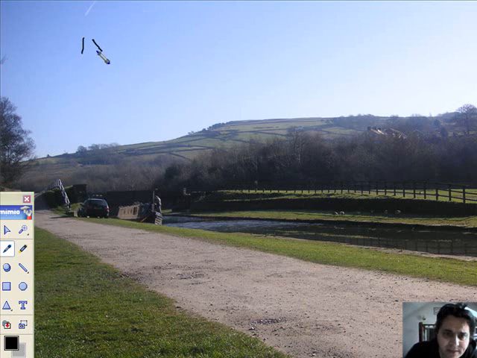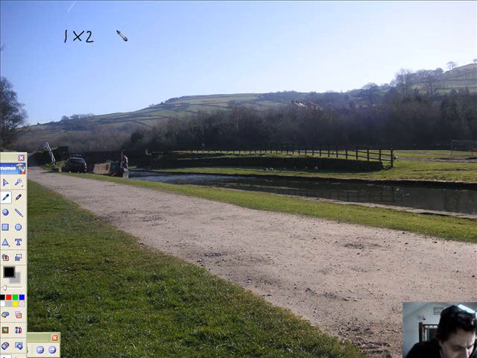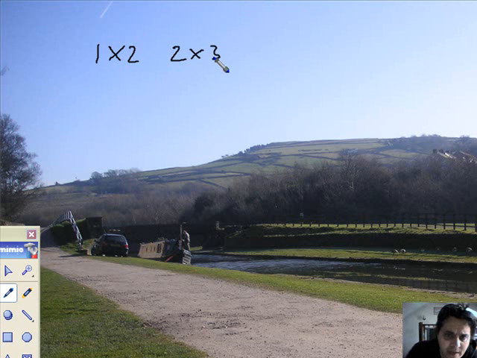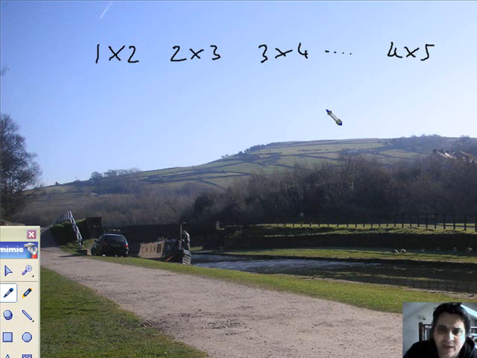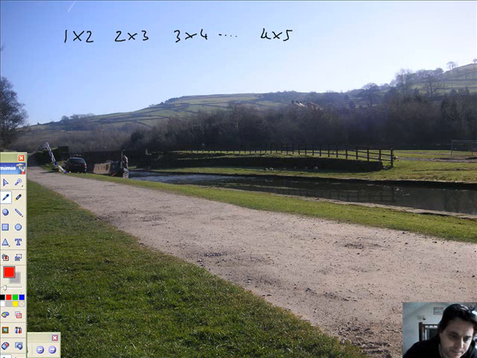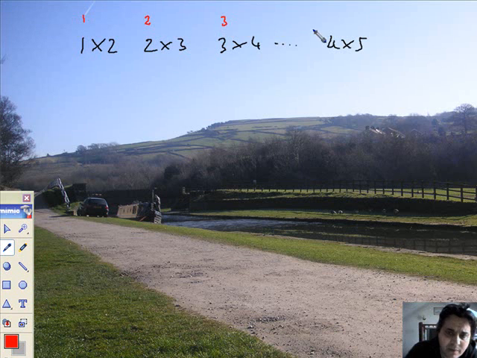Well, this is quite nice, actually. There's the first term. There's the second term. There's the third term. I think you can guess the next one's going to be 4 times 5 anyway. Now look. First term, second term, third term, fourth term. Now look at it. It's treated differently. 1 and 1, 2 and 2, 3 and 3, 4 and 4, n and n.